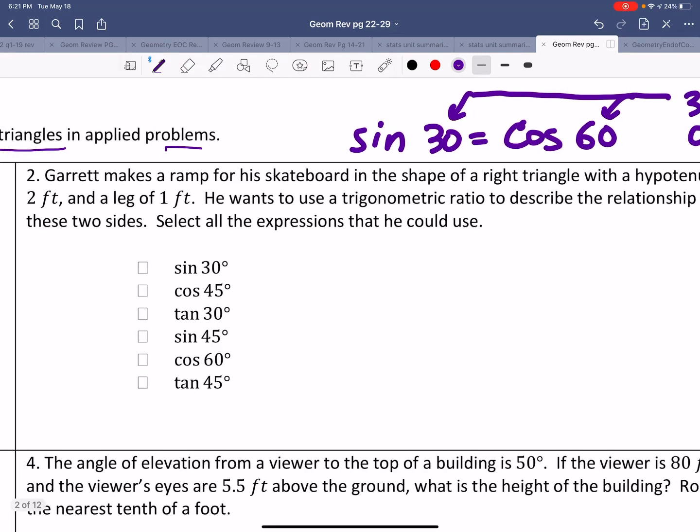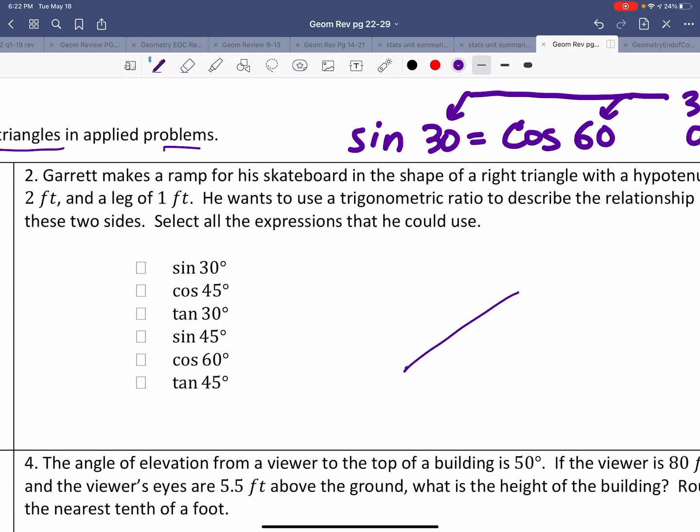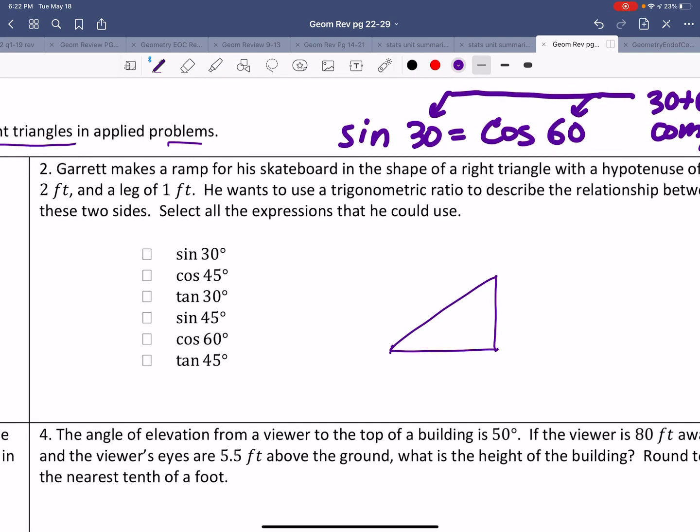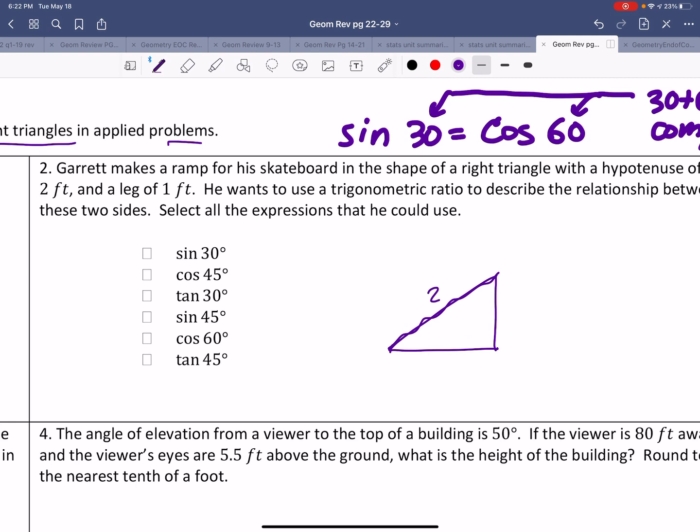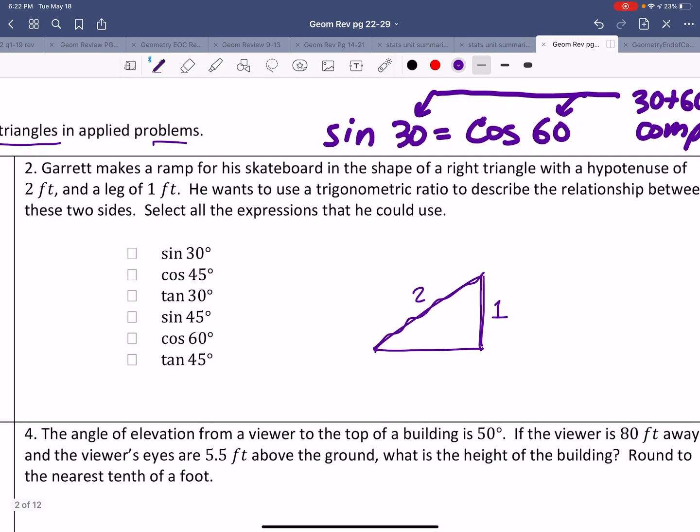Next question. Garrett makes a ramp for his skateboard. It says the length of the ramp part is 2, and one of the legs is 1. Okay. So which trig ratio would describe the relationship? So either I can pick this angle, I'll call this angle A, or I could call this angle B. So here, if I pick the sine of A, it would be opposite 1 over hypotenuse 2.